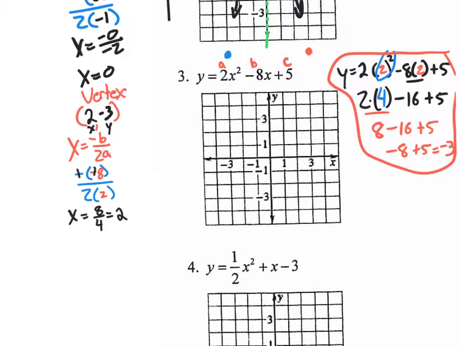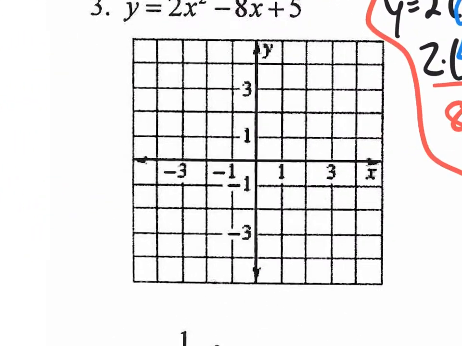So let's graph that coordinate, the most important coordinate of the parabola, the vertex (2, negative 3). So let's go 2 on the x, negative 3 on the y. Again, 2 on the x, negative 1, 2, 3 on the y. There it is. There's my vertex. The next thing to do is to draw your axis of symmetry, the vertical line that goes right through that vertex. And then after that, you obviously need more coordinates.